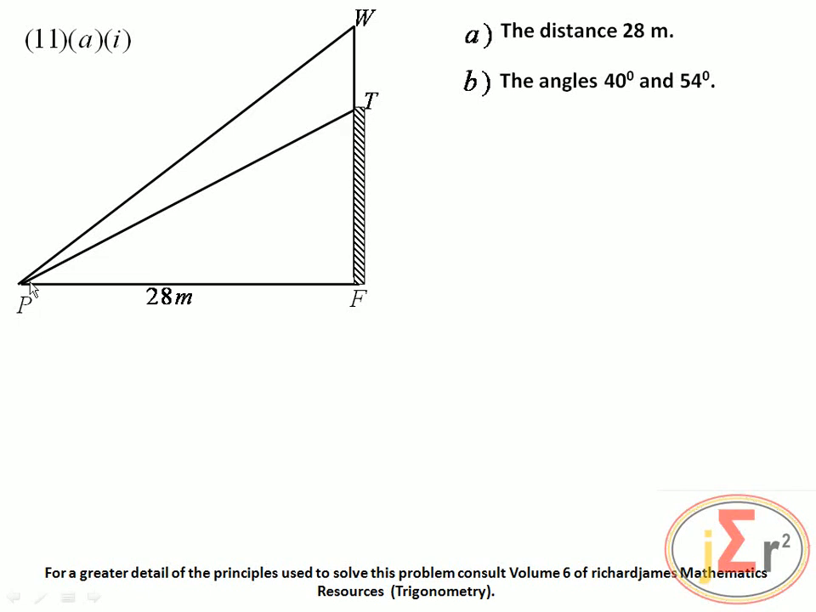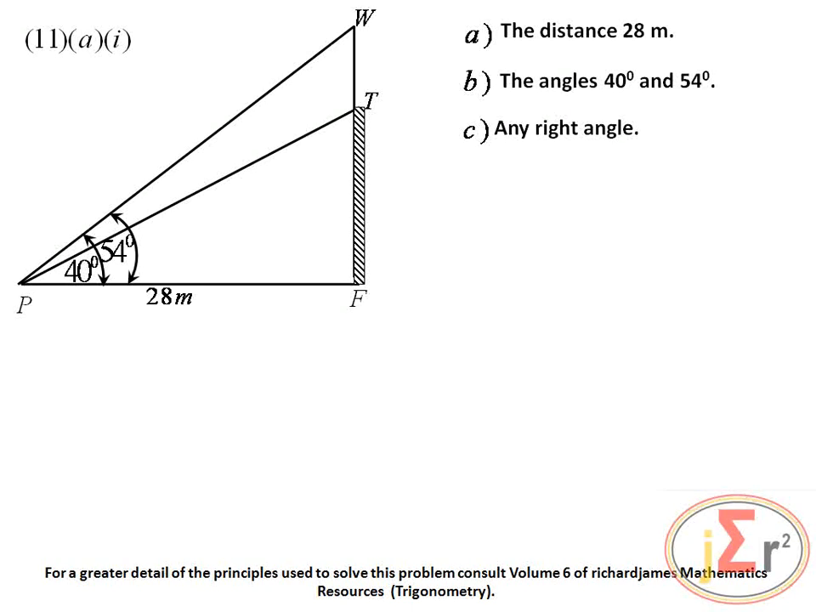The angle of elevation from P to T is 40 degrees. And the angle of elevation from P to W is 54 degrees. So let us put those in. The 54 degrees goes first. The angle of elevation, as we can see, the angle is going all the way here. So it is the angle of elevation of the top of the antenna from P, and that is 54 degrees. And the one up to the top of the tower is 40 degrees.